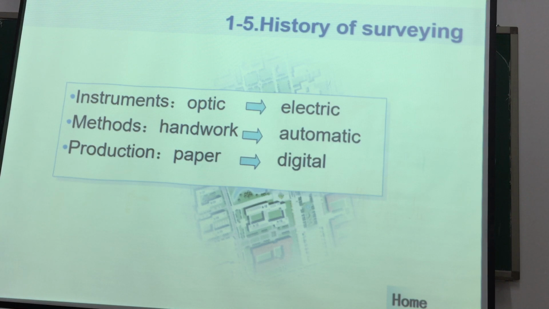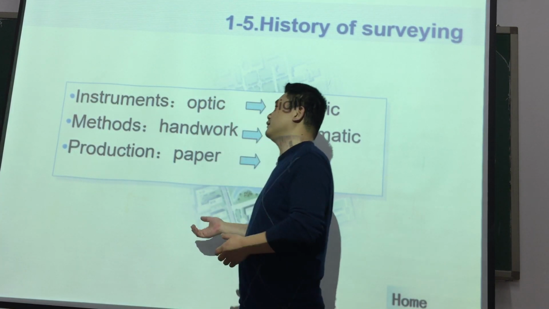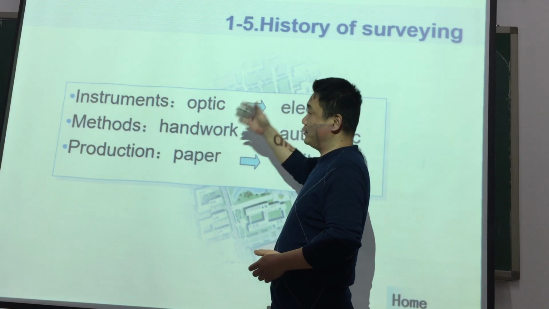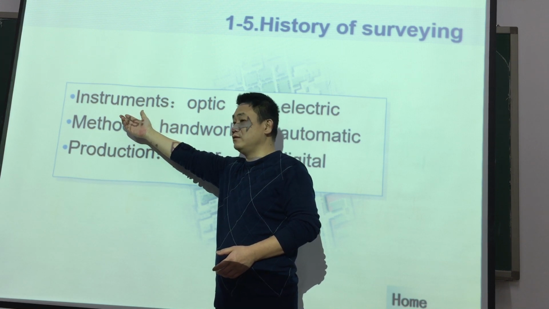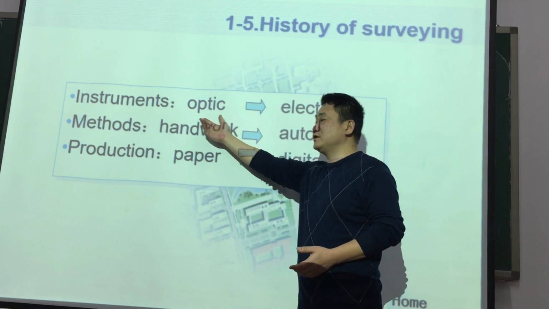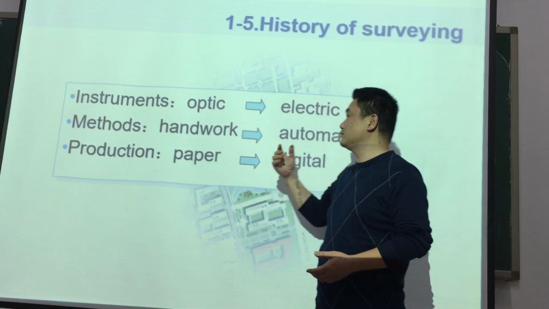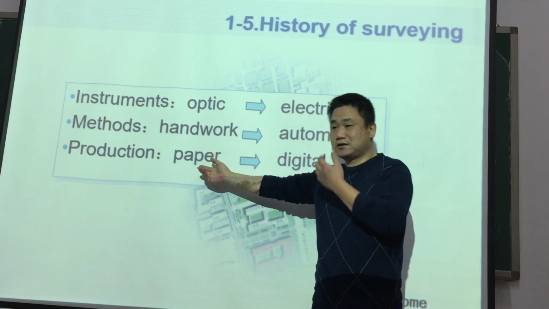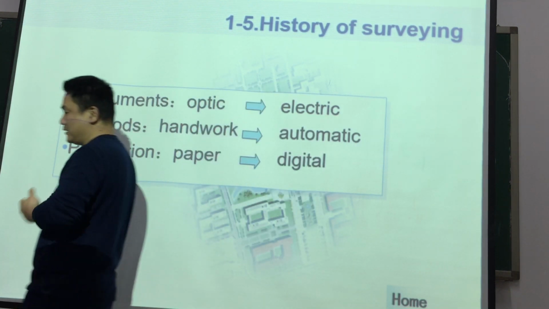And the history of survey, I think this is not very important. You can read the book yourself. But generally, in the last decades, the history is just always about development. We can draw a conclusion: the instrument of survey is from object to electrical, the method is from handwork to automatic, and for production, from paper to digital. Okay. I think this can be understood.